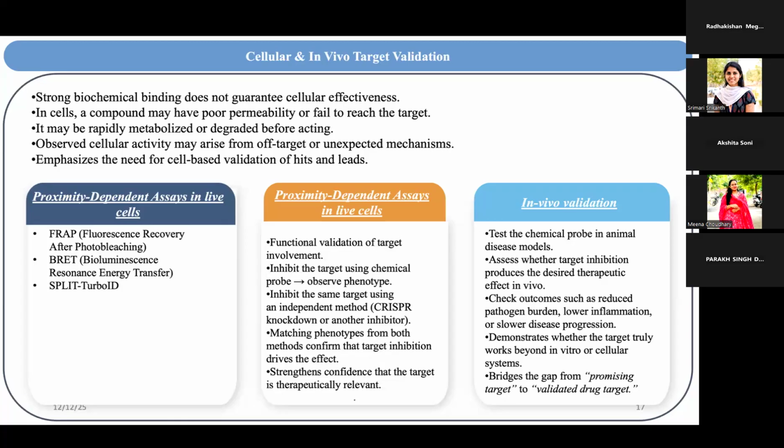The next one is split TurboID. Here the biotin ligase enzyme is split. The first part is fused to our target protein, and the second part to our ligand. When they interact, the enzyme is reconstituted and the biotin labels nearby proteins, which we capture.